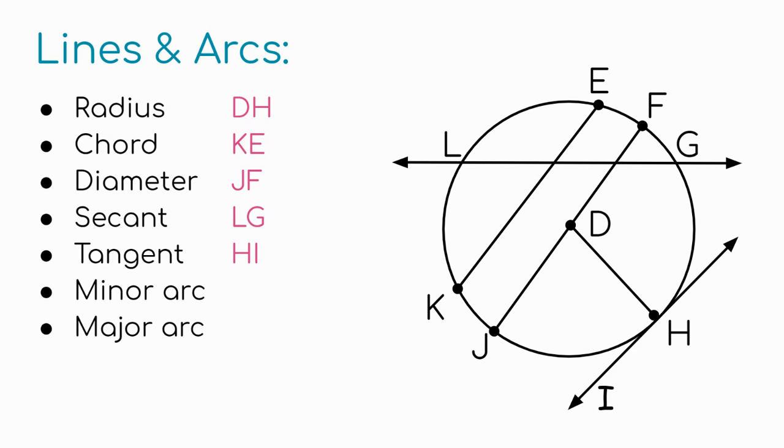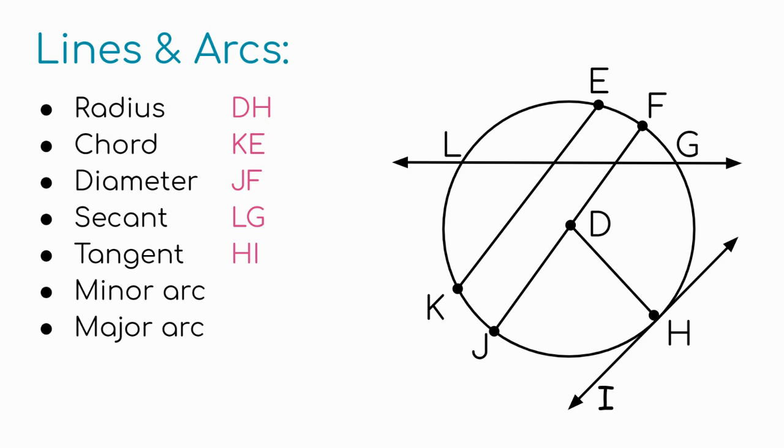Then we talked about two lines. Remember, lines have two arrows on the ends. So a secant intersects the circle at 2 points. So that would be LG. LG is a line that's intersecting at point L and point G. And a tangent is a line that intersects just one time. So that would be HI. It's intersecting the circle at point H. And hopefully you remember that HI and DH are perpendicular. They create a right angle.